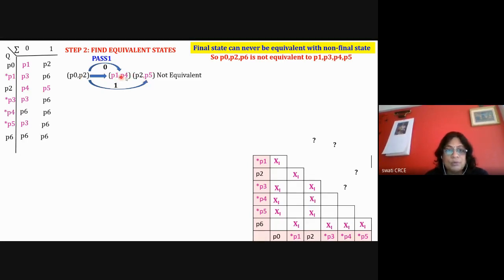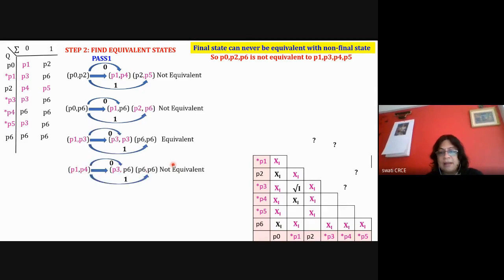But both the conditions should be true. The first condition is that P1 and P4 should be equivalent. And the other condition is that P2 and P5 should also be equivalent. If both the pairs are equivalent, then this pair is equivalent. That is the rule here in this diagram. If I observe this pair, one is final, one is non-final. So I can directly say that they are not equivalent. So in pass one only I have identified that. And like this you have to go on doing for all the pairs.